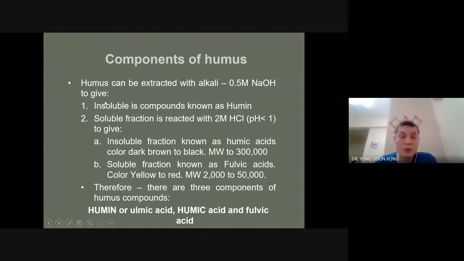Now, whatever components are not extractable remain solid, and this we call humin. They can be determined by weighing the dry weight. Now, what about those that dissolved? Those that are dissolved can be further classified into two: those that are insoluble in HCl and those that are soluble in HCl.